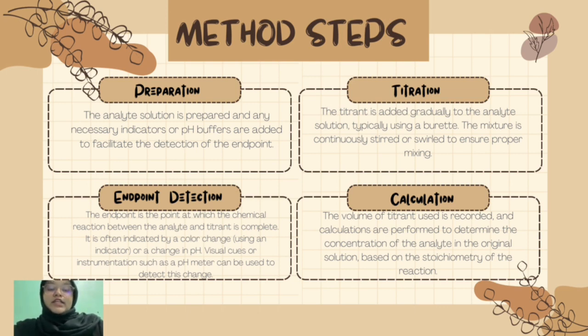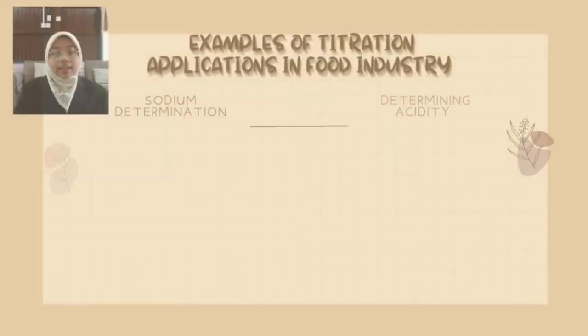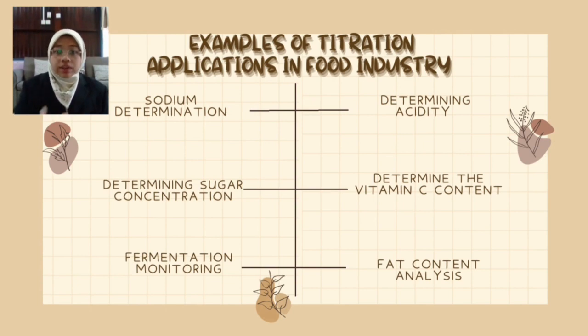Third, endpoint detection. The endpoint is the point at which the chemical reaction between the analyte and titrant is complete. It is often indicated by a color change using an indicator or a change in pH. Visual cue or instrumentation, such as a pH meter, can be used to detect this change. The last one is calculation. The volume of titrant used is recorded, and calculations are performed to determine the concentration of the analyte in the original solution based on the stoichiometry of the reaction.